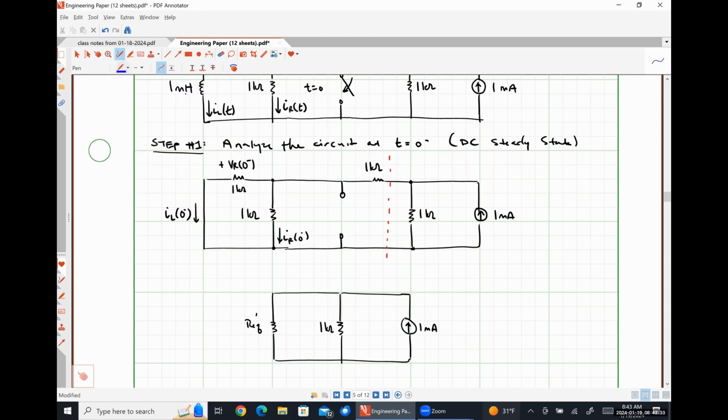So let's call this current here IX, and it represents the current flowing through the network to the left of the red dashed line in our original diagram. We need to figure out what REQ is. So I think that it is 1 kilo ohm in series with a parallel combination of 1 kilo ohm in parallel with 1 kilo ohm, which should come out to be 1.5 kilo ohms. Does anybody have any problem with that being our equivalent resistance by inspection?